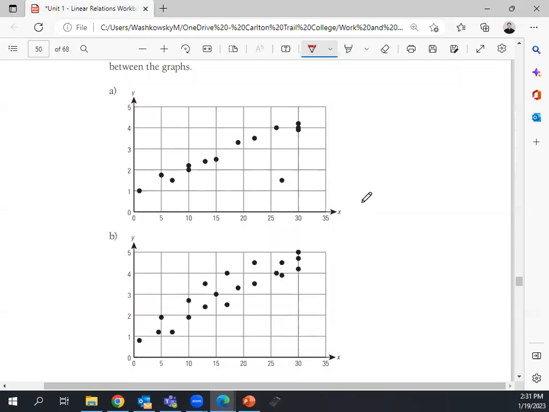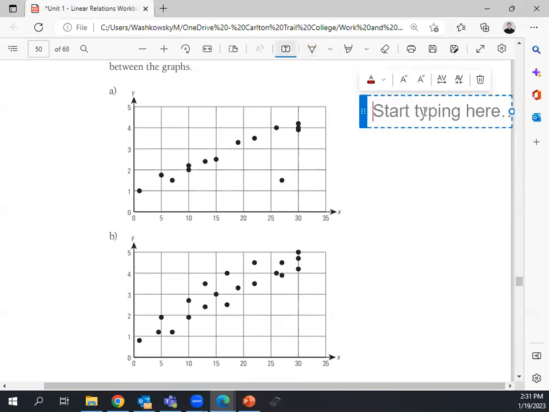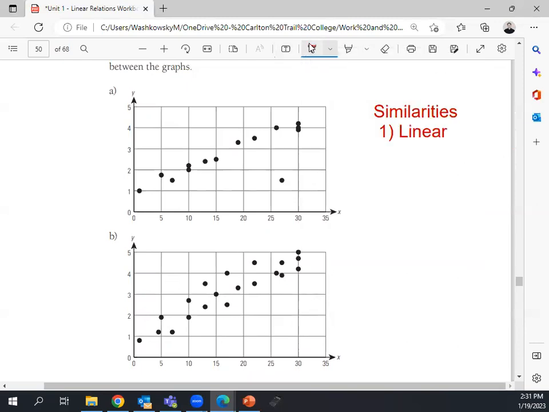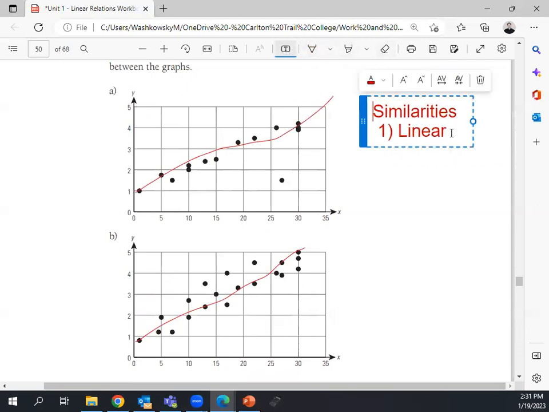So you think they're both linear? Yeah. So there it is. That's a good one. Similarities. So 1, they're both linear. They both look like they're linear, right? They seem like they have some type of a straight line that could go through them. Imagine that's a straight line. Is there any other similarities that you can see? Both positive. Anything else?